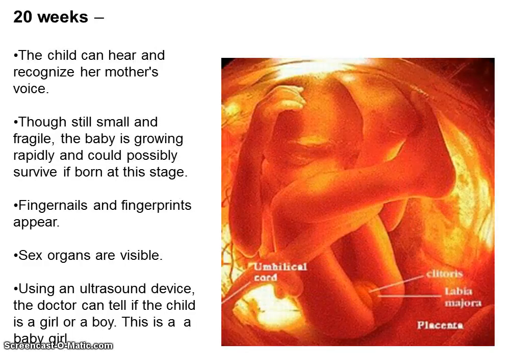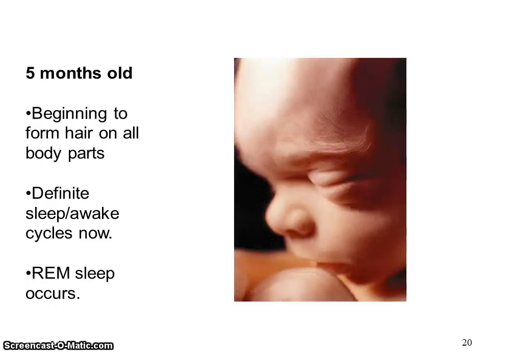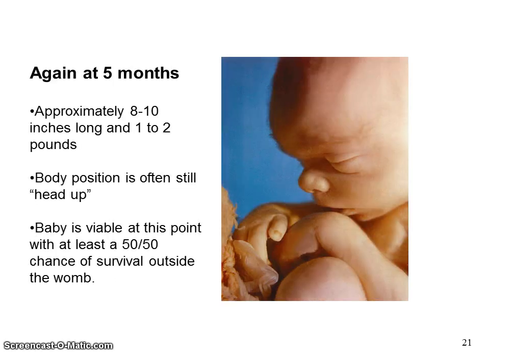Inside their womb, at 20 weeks, the child can recognize their mother's voice. It has fingernails and actually has fingerprints at this point in time. And this is when you would be able to find out if you were having a boy or a girl. At 5 months old, you've got sleep cycles that the baby is going through, and the baby actually goes through something called REM sleep, which is actually where we dream. So the baby at this point can have dreams.